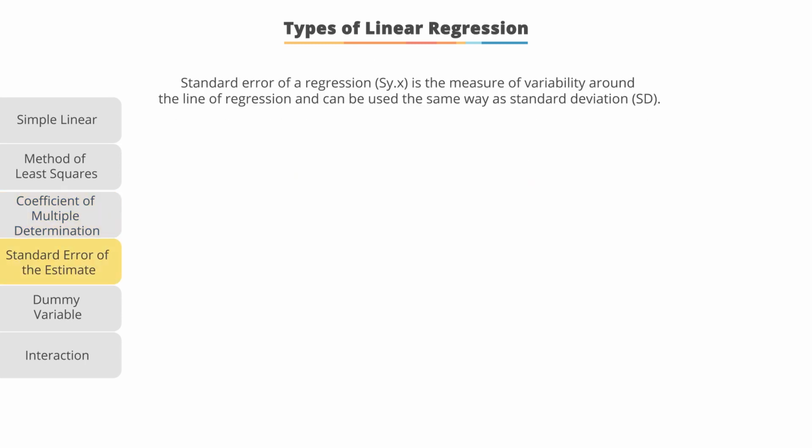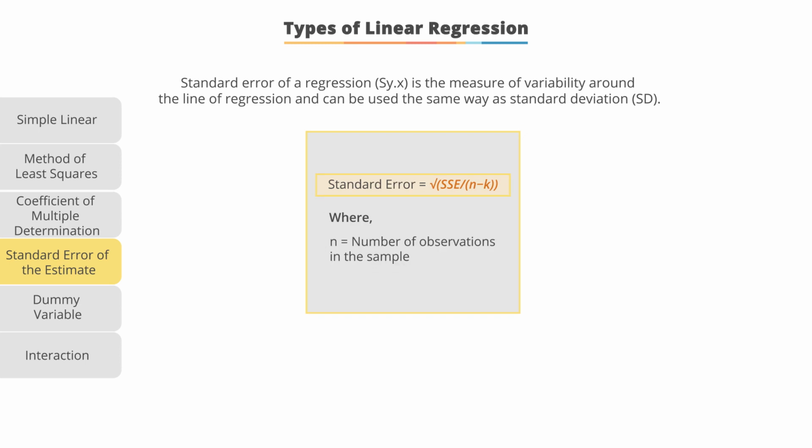Standard error of a regression is the measure of variability around the line of regression and can be used the same way as the standard deviation. So standard deviation is for the population. Standard error is for the sample. So you say standard error is computed as the square root of the sum of squared error divided by the number of observations in that sample and the total number of variables in the model.